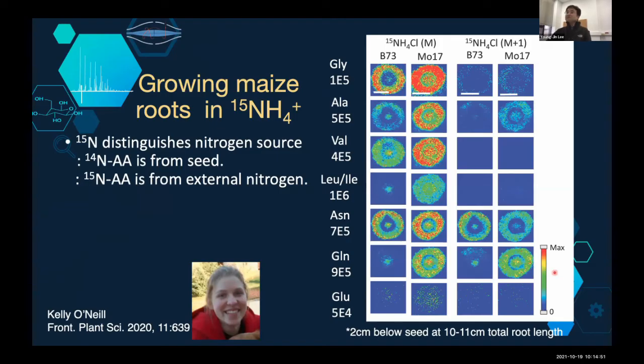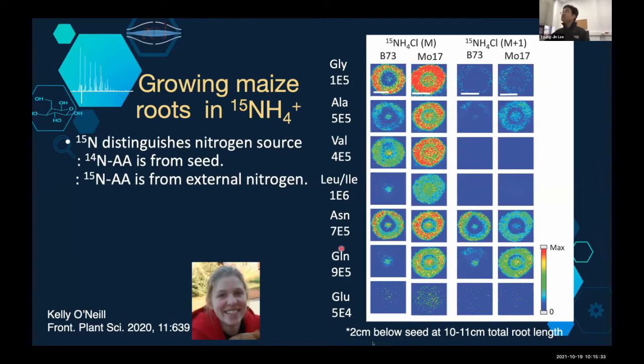So here is an example of developing root. If you think about developing root, there are two different nitrogen sources. One of them is coming from the seed, and there is also some nitrogen coming from outside as nutrition. And in normal circumstances, there is no way you can tell the difference between the two nitrogens. But what we can do is, if you grow the maize root in 15N ammonium, then 14N amino acid must be coming from the seed, and 15N amino acid must be from nitrogen outside.